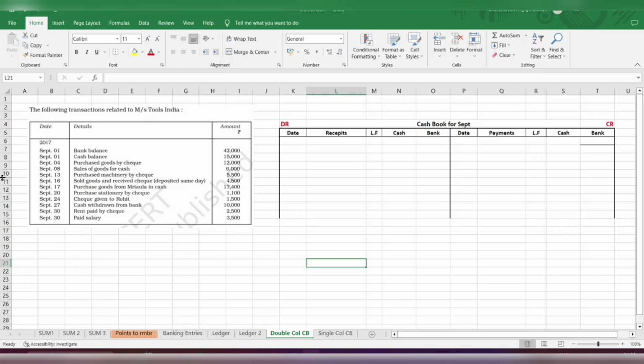We have to always remember that cash balance will always be a debit balance, but there is a possibility that the bank balance can be a credit balance too. There might be a minus balance, I mean a negative balance too. In that case it has to be brought down on the credit side.